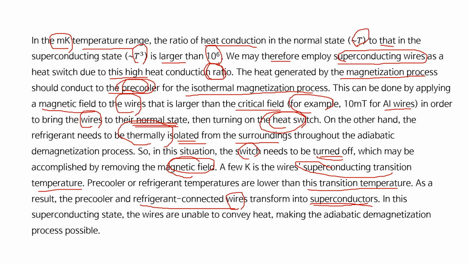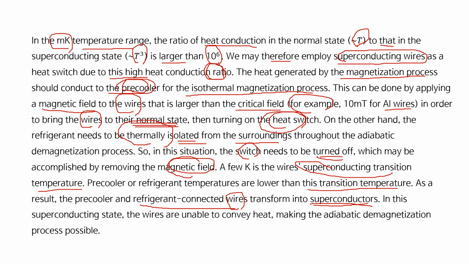In the isothermal magnetization process. On the other hand, in the adiabatic demagnetization cooling process, the switch should be off because no heat should be input to the refrigerant. So in that case, we remove the magnetic field.